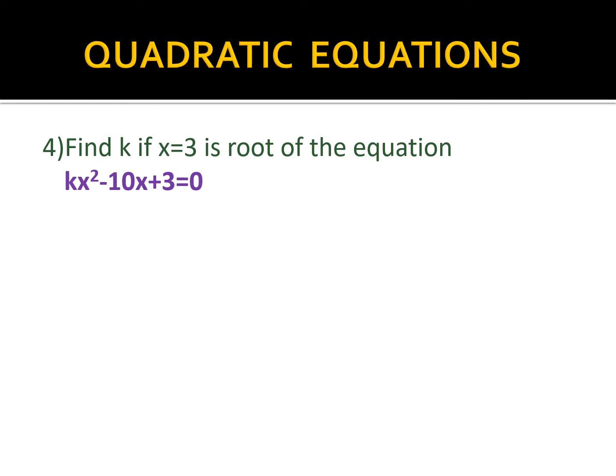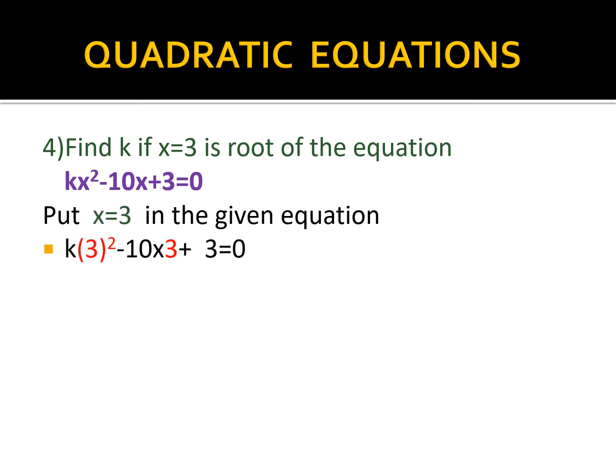We will find out the value of k, and the value of x is given to us. So x is equal to 3. We will put x is equal to 3 in the given equation. So we will write k into 3 square minus 10 into 3 plus 3 is equal to 0.